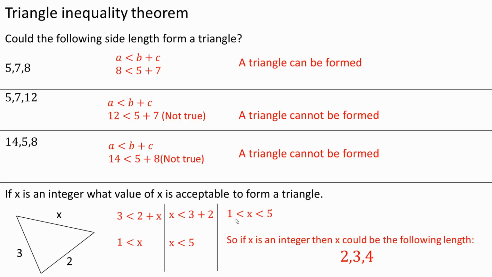And so we need to think. x cannot equal 1, and likewise, x cannot equal 5. But x could be 2, x could be 3, and x could be 4. And you can always check.